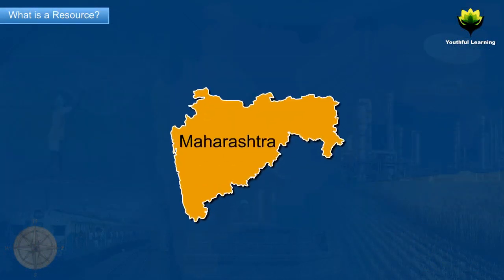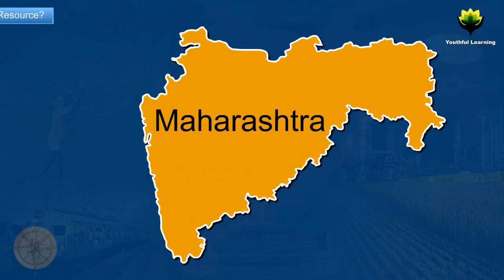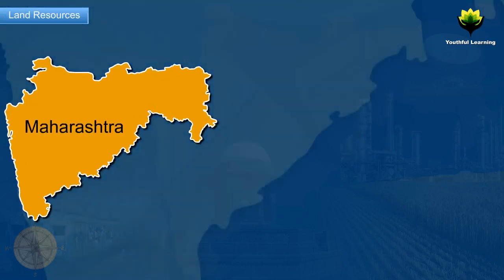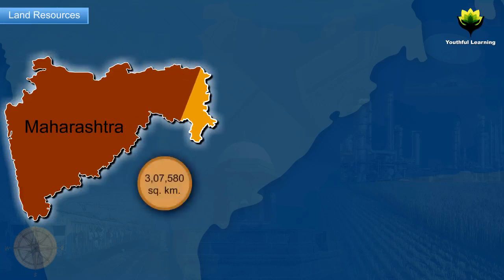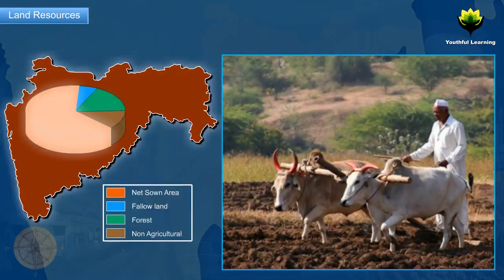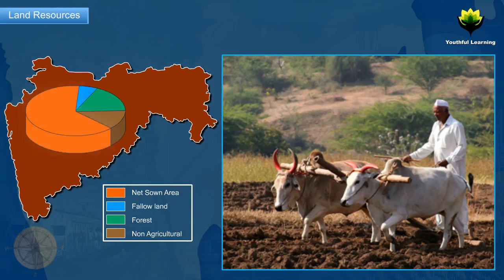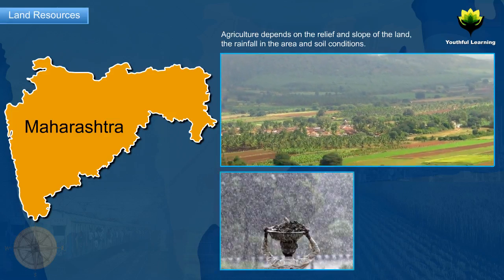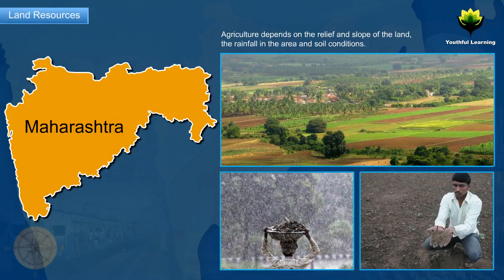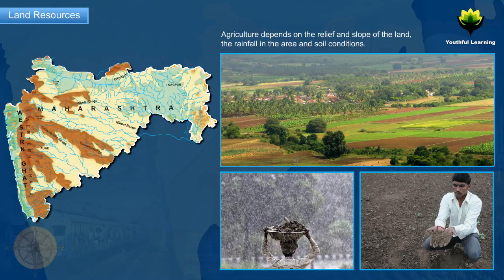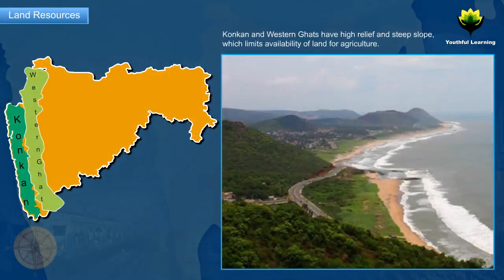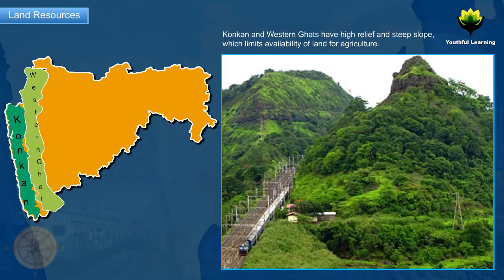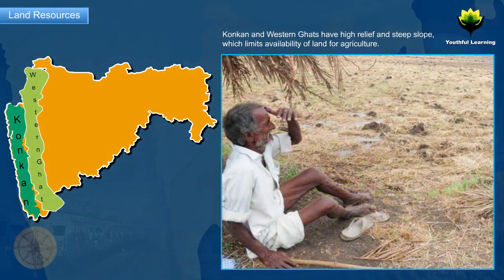Let us discuss the natural resources of Maharashtra. Land resources. The total area of Maharashtra is 3,07,580 square kilometers, of which most of the land is used for agriculture. Use of land for agriculture depends on the relief and slope of the land, the rainfall in the area, and soil conditions. When you look at the map, you will see that the Konkan and Western Ghats have high relief and steep slope, which limits the availability of land for agriculture.